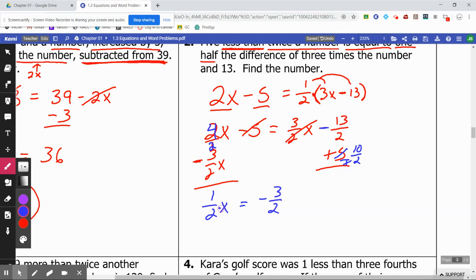The last step, to get x by itself, we're going to divide by 1/2. Dividing by 1/2 is the same thing as multiplying by the reciprocal. This works out nice and neat. Negative times a positive is a negative. The 2's will actually cancel and leaves you with a negative 3.